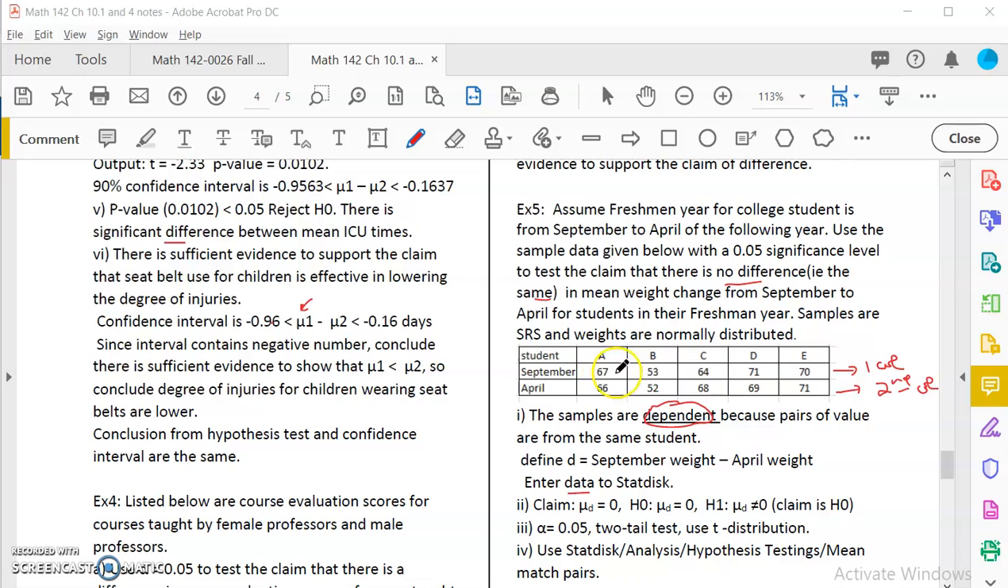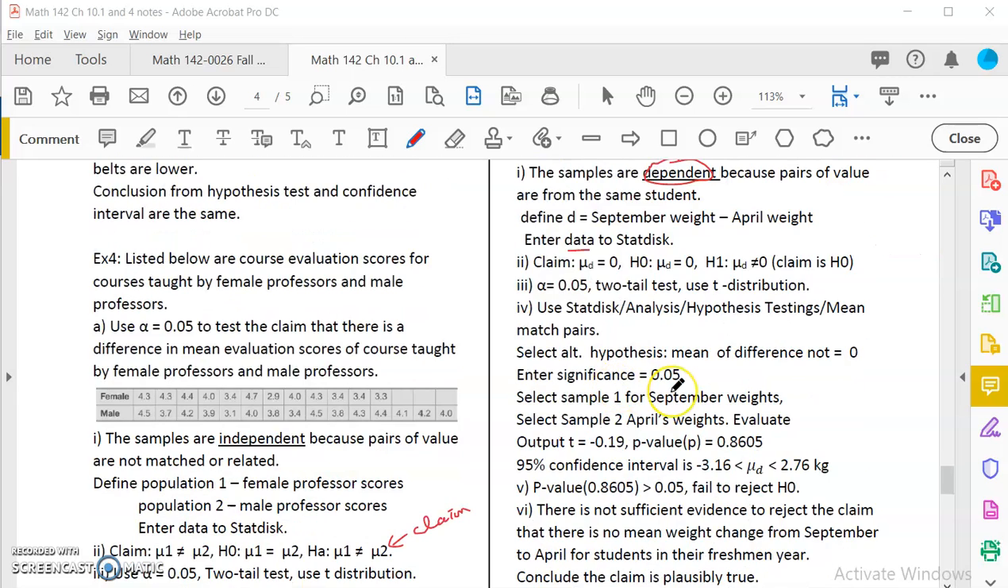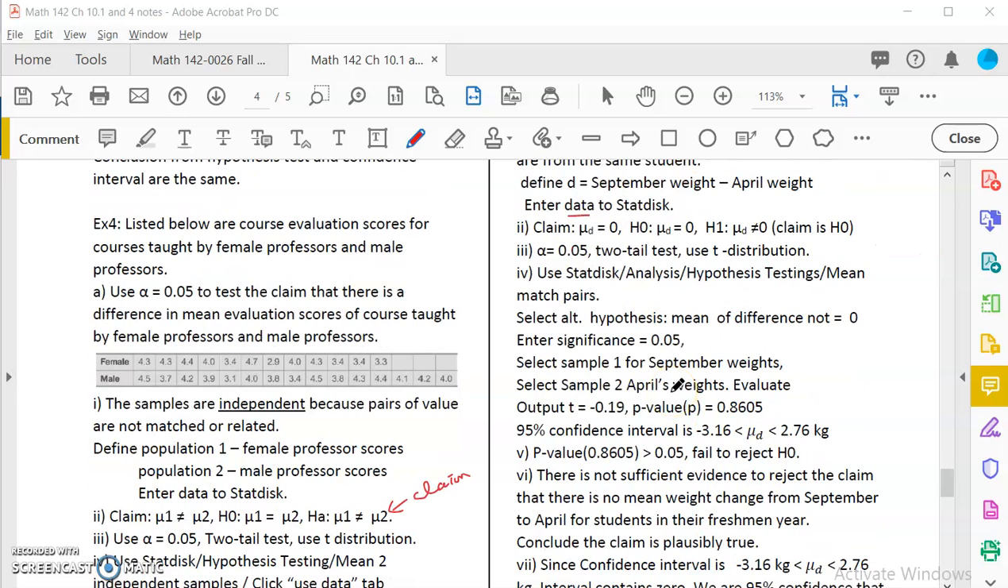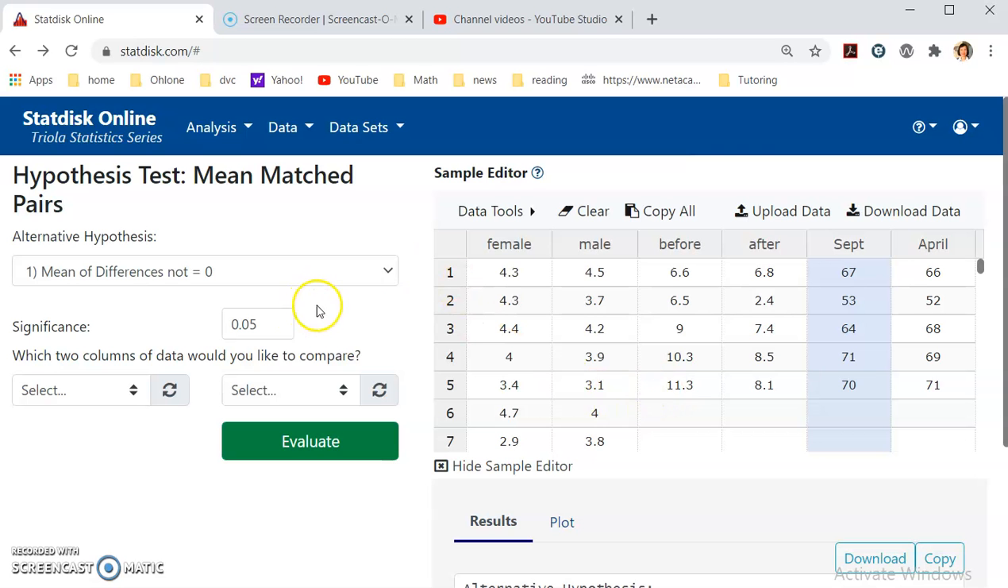So instead of comparing the sample mean of each one, we're comparing the difference. We compare each individual difference: the first person had a weight gain, the second person had a weight gain. So we're actually just working on the difference, and we don't have to do the difference ourselves because StatDisk can do it. So all we need to do is enter the before and after, right?